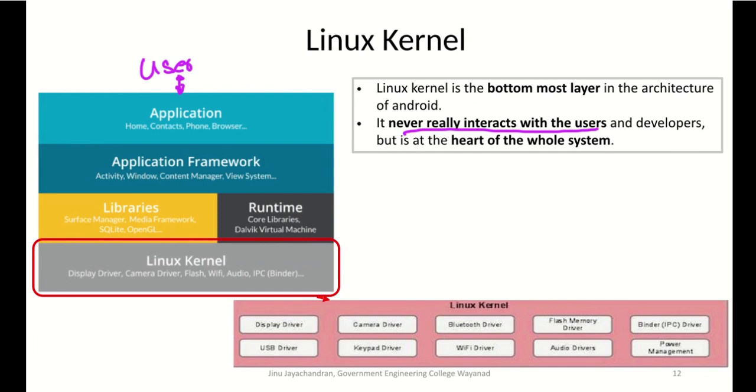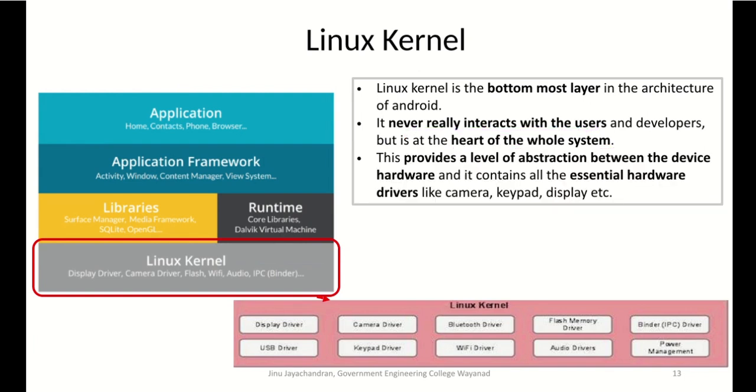Okay, so the Linux kernel will not directly interact with the users, but it is the heart of the whole system. Now, the Linux kernel provides a level of abstraction between the device and hardware. Abstraction means something which is being hidden.